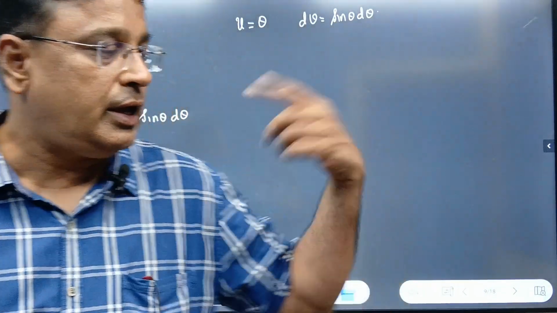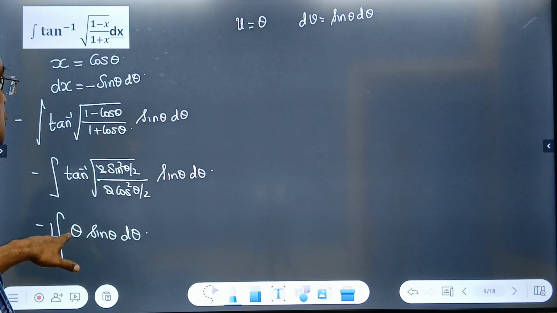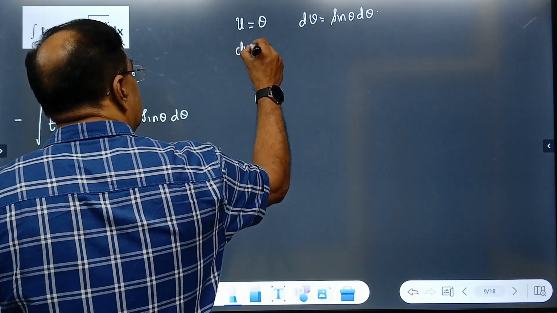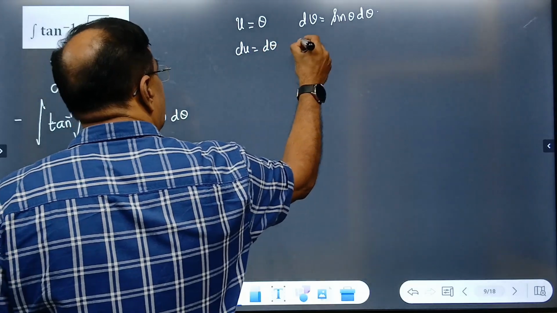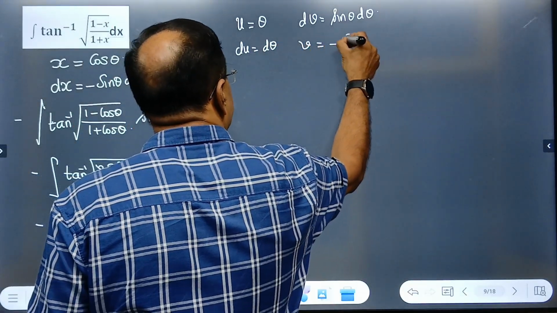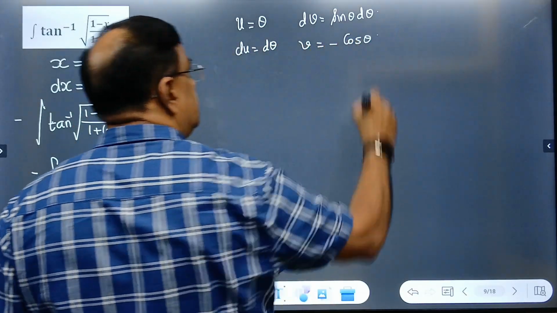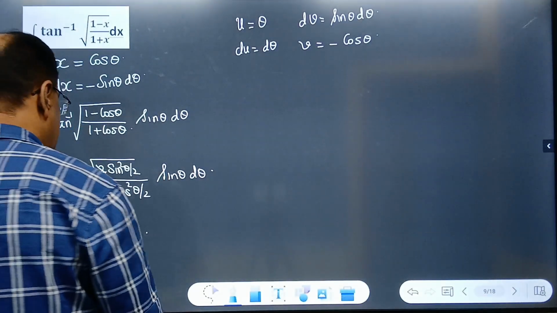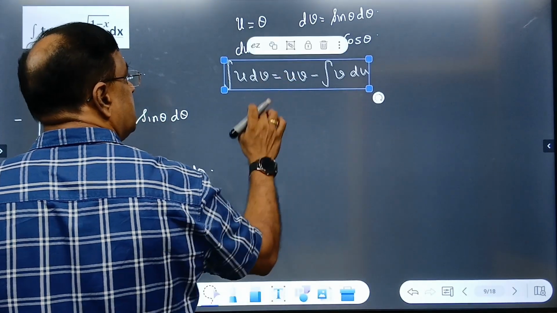ILATE. So A comes first, then only T. So I choose u as theta. So what is du? du is d theta and v is nothing but minus cos theta. So you know integration of sine theta is minus cos theta. Now what is integration by parts? Well, this is integration by parts.